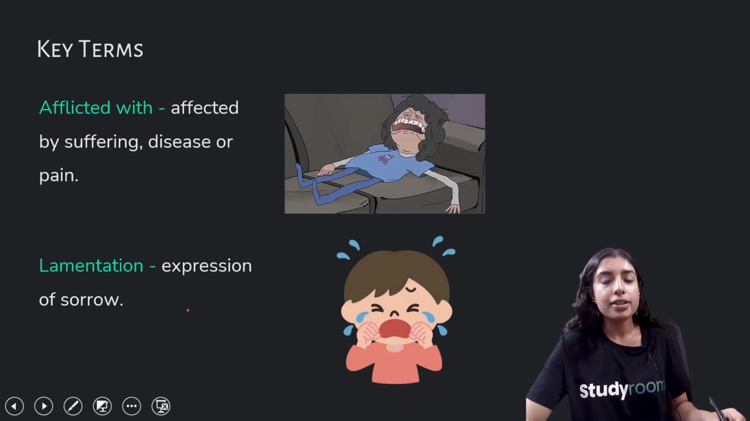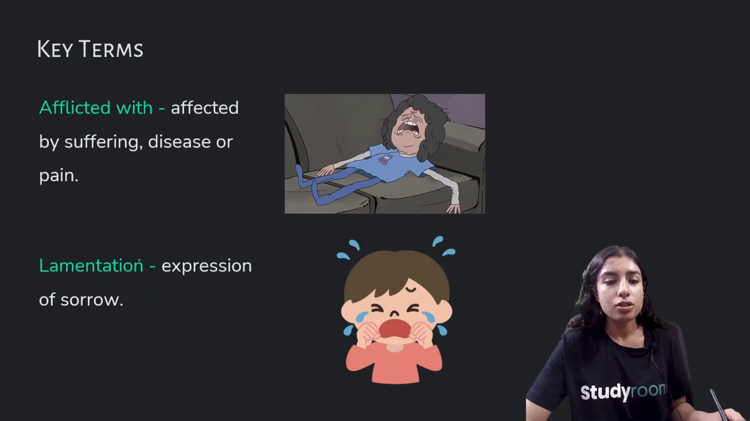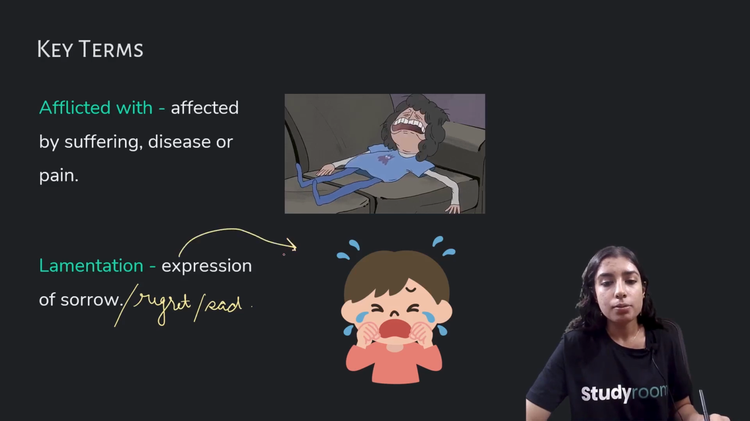Afflicted with means affected by suffering, disease, or pain. Lamentation means expression of sorrow or a certain form of regret over something that has been bad in somebody's life. You can see that lamentation as an expression is expressed by this boy.